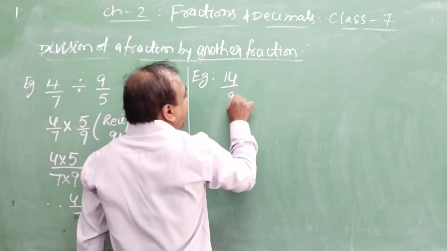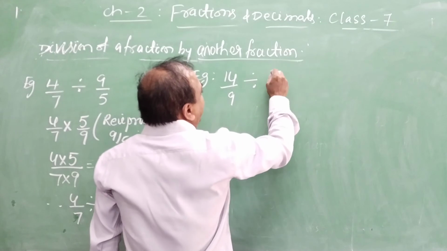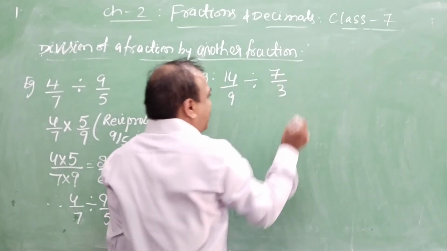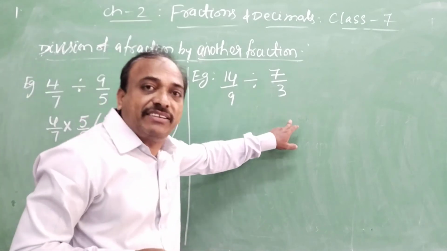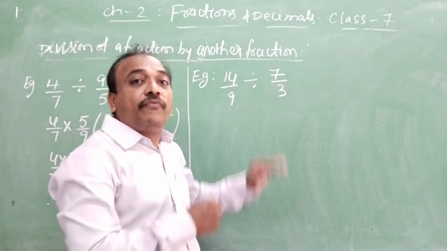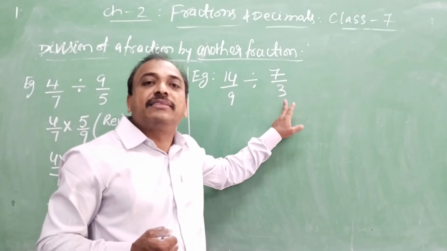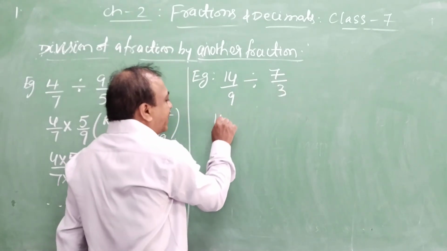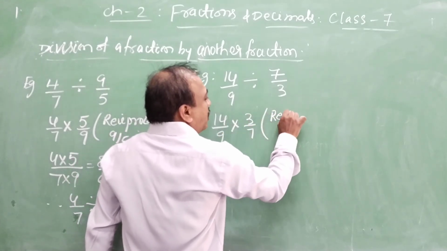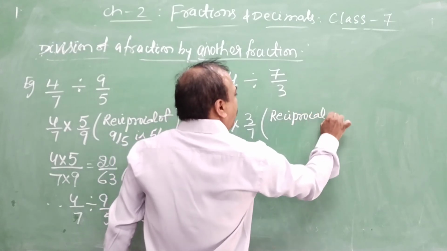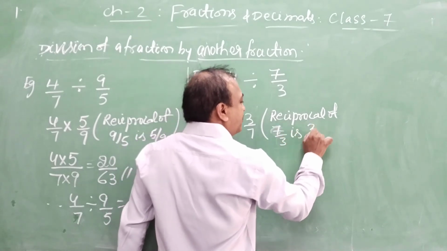14 by 9 divided by 7 by 3. Observe it. Both are fractions. Which is the divisor? 7 by 3 is the divisor. For that, we take the reciprocal. What is the reciprocal of 7 by 3? It is 3 by 7. So 14 by 9 into 3 by 7.